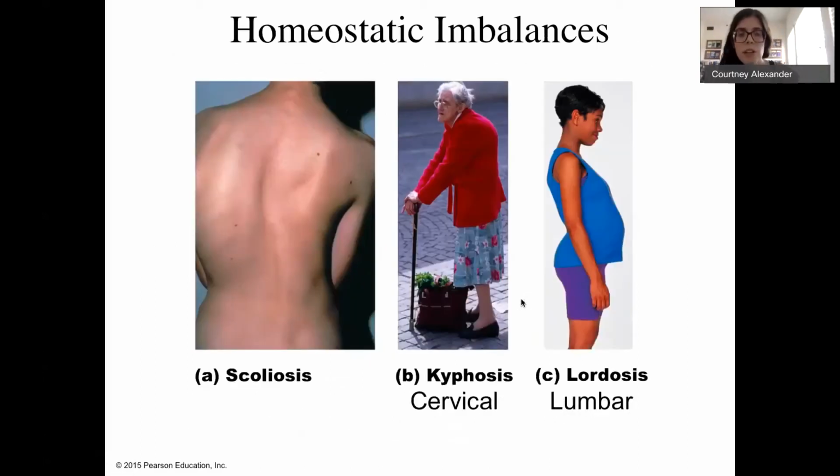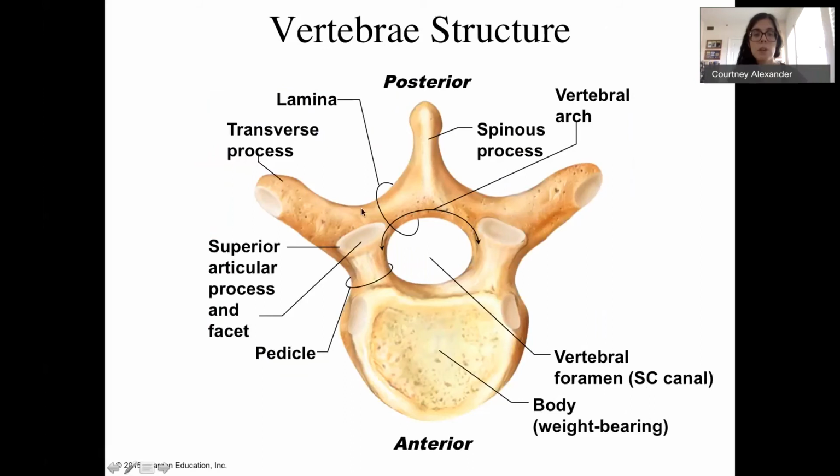Now, there are three different homeostatic imbalances that can occur: abnormal curvatures of the spine. We have scoliosis, which is a lateral, sideways deviation. Kyphosis, which is a hunching of the thoracic spine. And in pregnancy, you get lordosis, which is an extra curve in the lumbar spine to counterbalance that weight that develops. This is a typical vertebra.